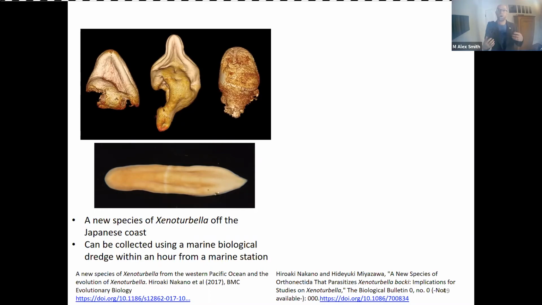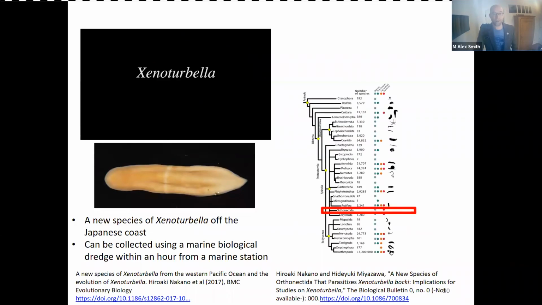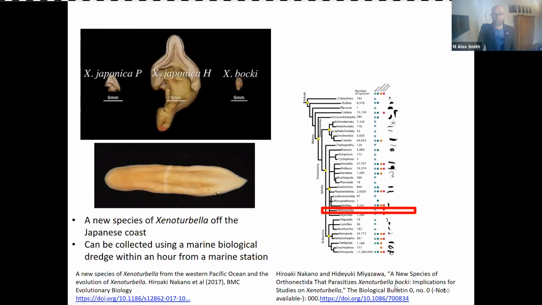So how many more species of Xenotrebella yet remain to be described? Many, many more. Now, a word about the Nakano et al. paper on the right-hand side here. This is a new species of Orthonectida that parasitizes the Xenoacelomorphs here.